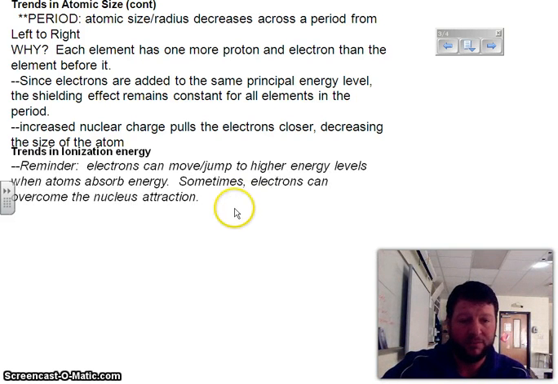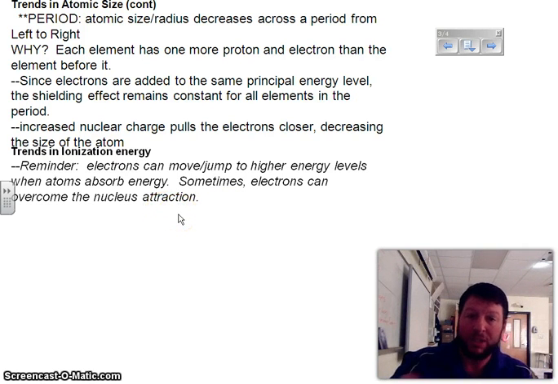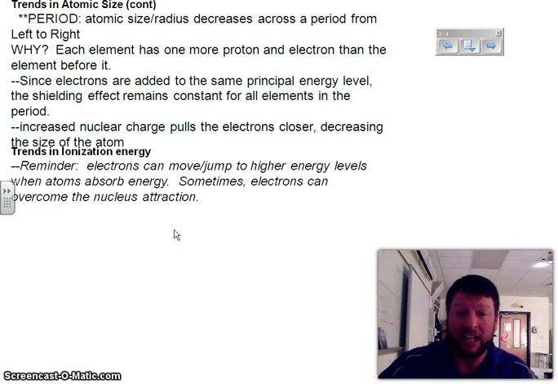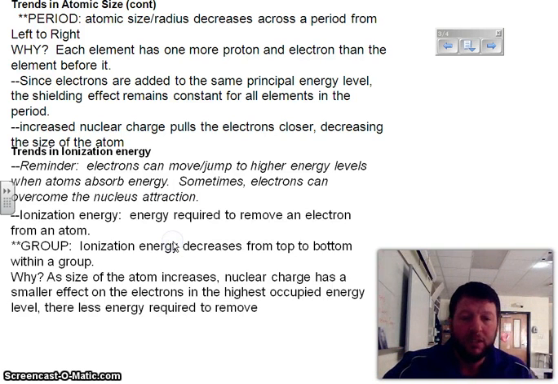Now, a reminder, when we talk about ionization energy, electrons can move or jump to higher energy levels when atoms absorb energy. Sometimes electrons can overcome the nucleus attraction, so they can jump out, okay? And they leave the atom, actually. So that is ionization. Ionization energy is the energy that is required to remove, to pluck an electron from the atom.